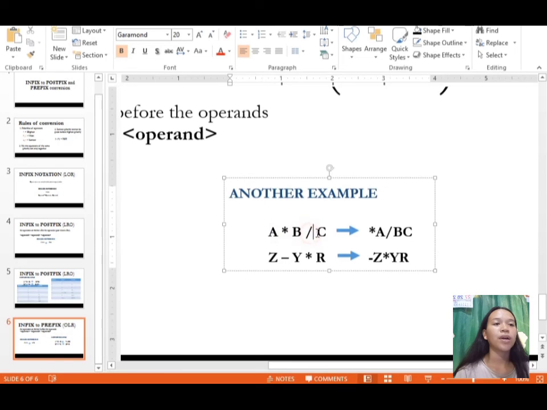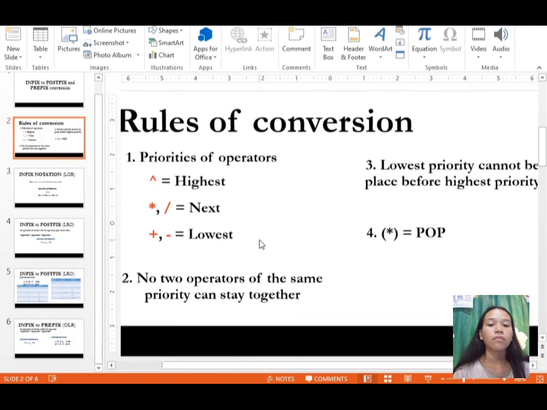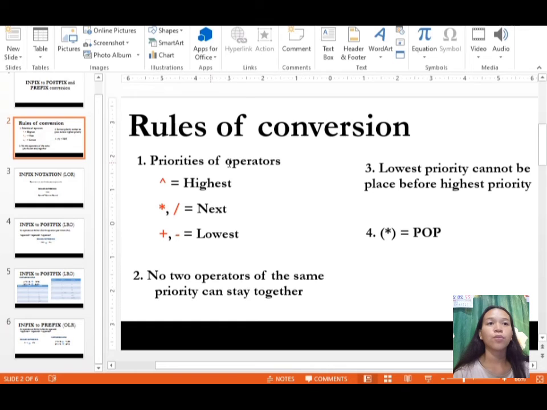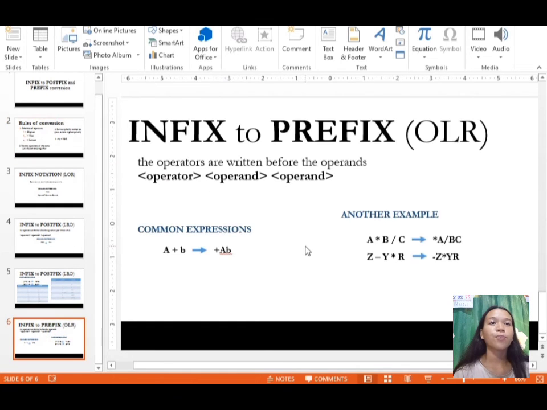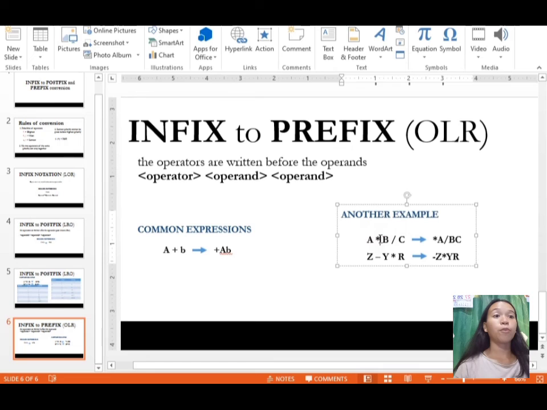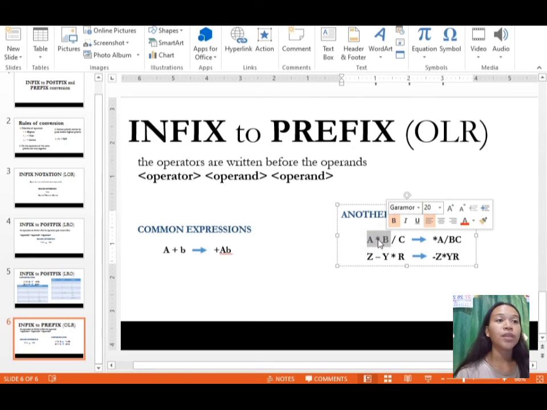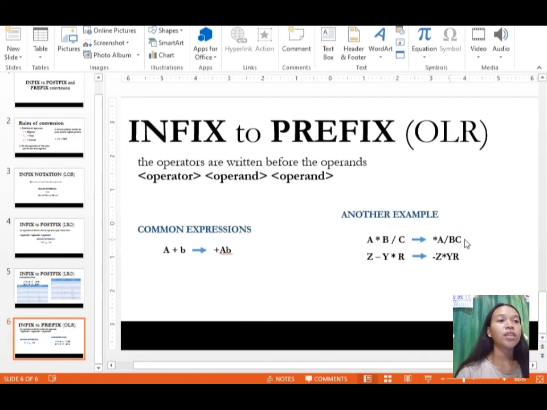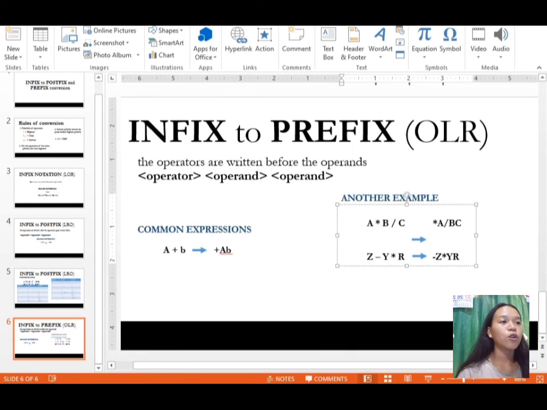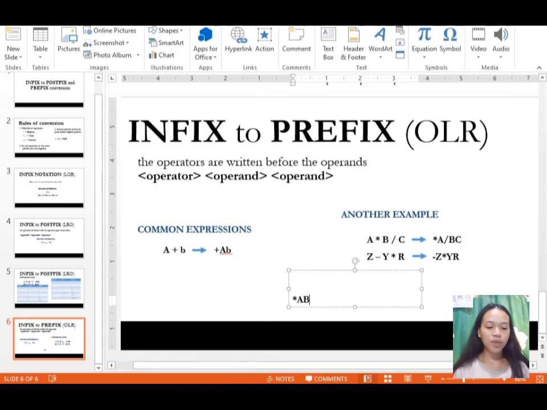A times B divided by C. So first thing we should do is follow the rules, which is the priorities of operators. So first ato pangitaon ang priority of operators, which are the times and the division. But then since si times man ang gauna diri, so si A times B mao atong unahon. So A and B, if we convert it to prefix, it would be times AB. And then next, i-copy nimo ang divided by C.